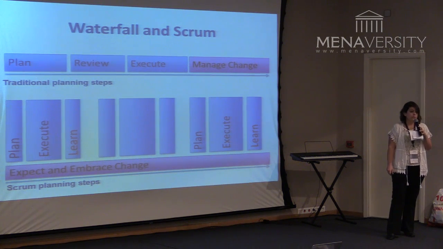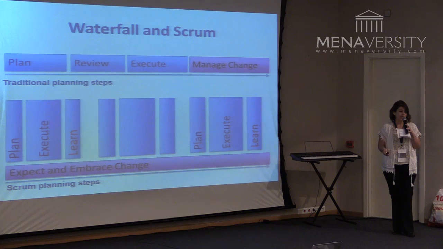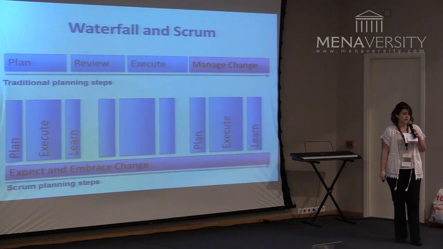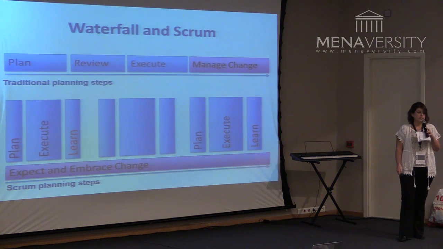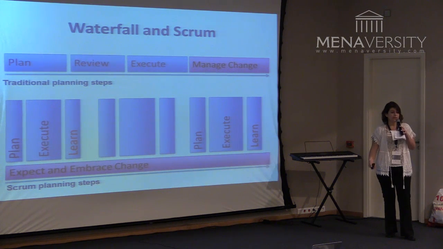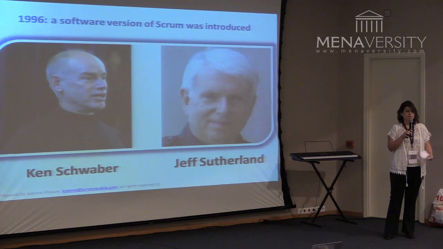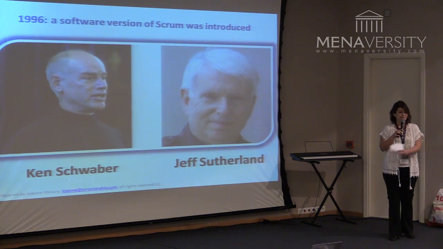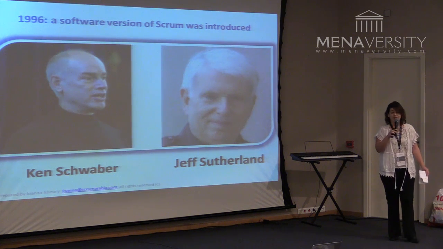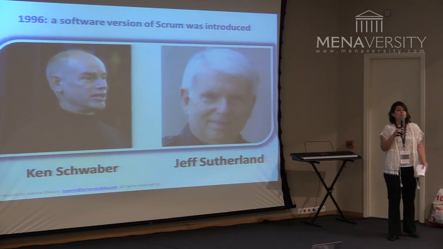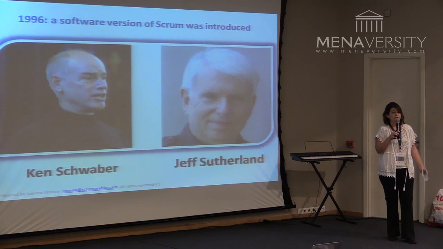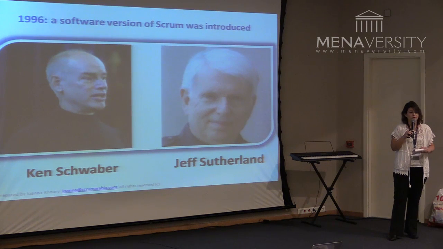As you know, in waterfall, change is expected at the end and is managed at the end, which is very expensive. While in Scrum and all other Agile practices, change is expected and managed all over the process, which is much less expensive and much easier to incorporate. In 1986, Ken Schwaber, whom hopefully we are going to meet in video conference at the end of today, and Jeff Sutherland created what we know now in the software industry as Scrum, the version of Scrum that the software companies use.